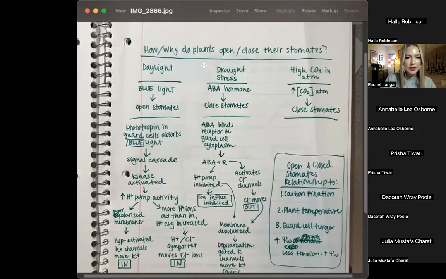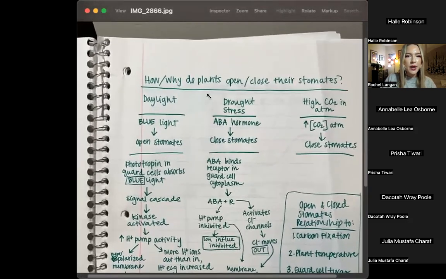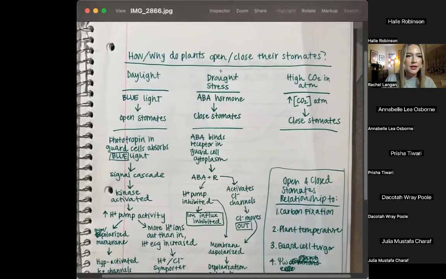Yeah, so the next topic is how and why plants close their stomates. The three things you need to know are how they open and close them in response to daylight versus night, to drought stress, and to high CO2 environments. Let's see how they open and close in response to daylight. For daylight, they do it by sensing the presence and absence of blue light. So blue light during the day opens stomates.